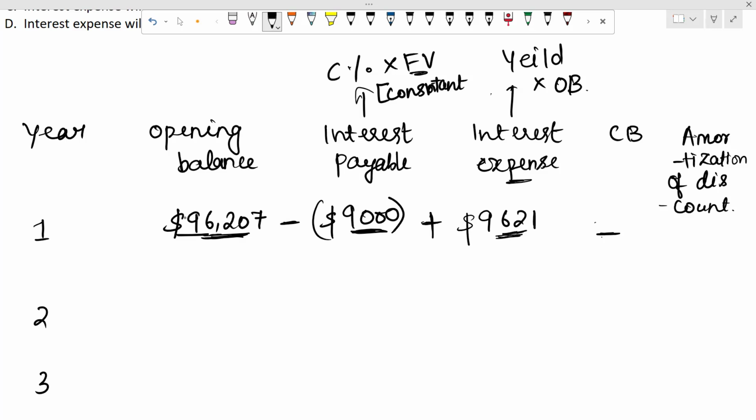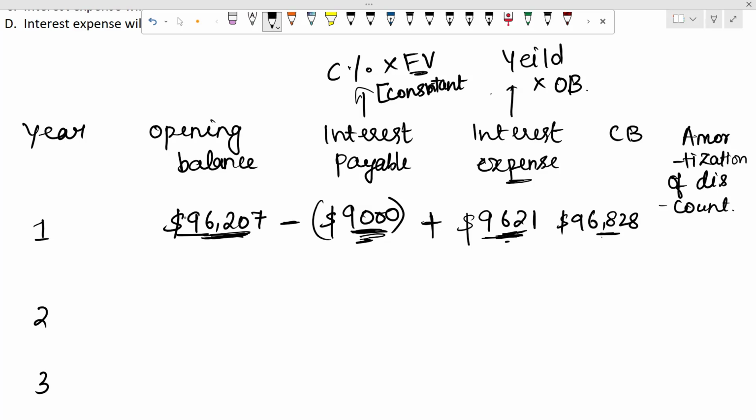Logic is very simple. At the beginning of the period, we had $96,207 as the opening balance. During this period, they should have paid $9,621 as interest. So that will increase the value of the liability. So we are adding it. Even though we should have paid $9,621 as interest, we have paid $9,000 actually. So that will decrease the value of the liability. So interest expense is added because that is what you have to pay actually. And interest payable is subtracted because that is something you have actually paid out. So the closing balance will be 96,207 plus 9621 minus 9,000. We get $96,828. This is the closing balance. Now, how to calculate this amortization of discount?